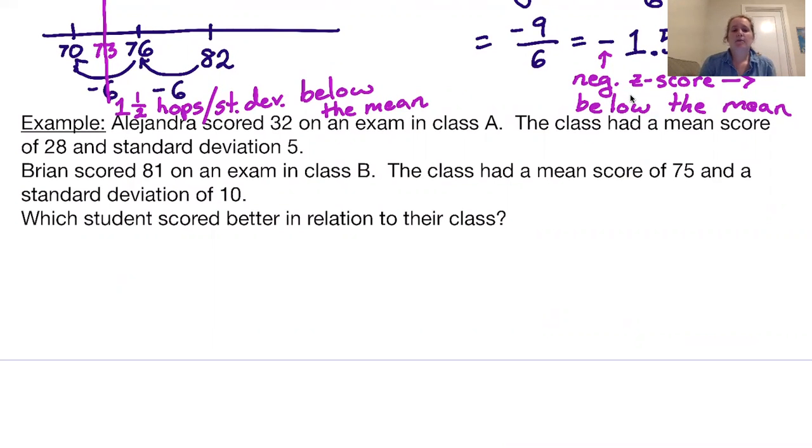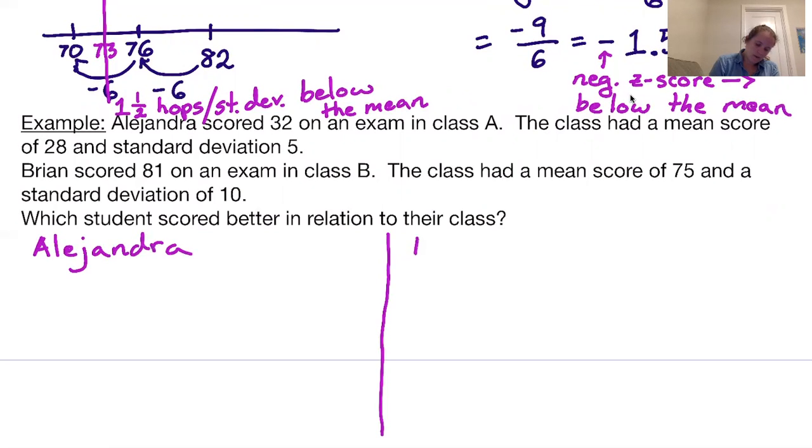So in this next example, Alejandra scored 32 on an exam in class A, and that class had a mean score of 28 and a standard deviation of 5. Brian scored 81 on an exam in class B, and that class had a mean score of 75 and a standard deviation of 10. And we want to know which student scored better in relation to their class. So let's have two data sets. So we have Alejandra, and then we'll have Brian.